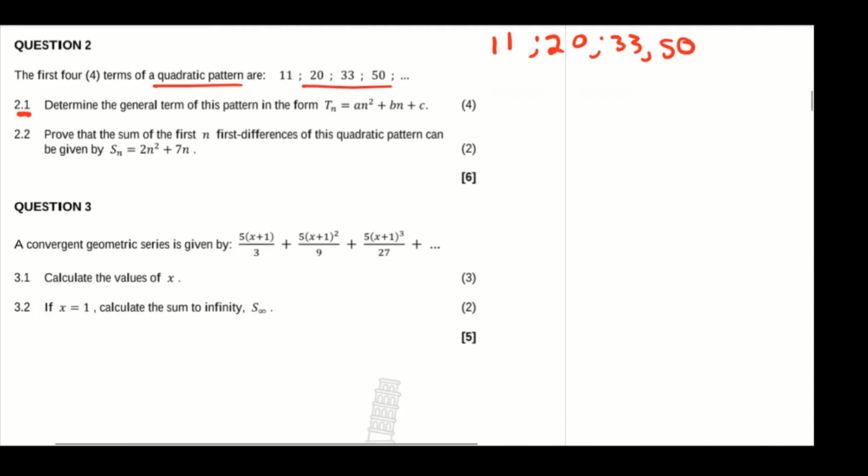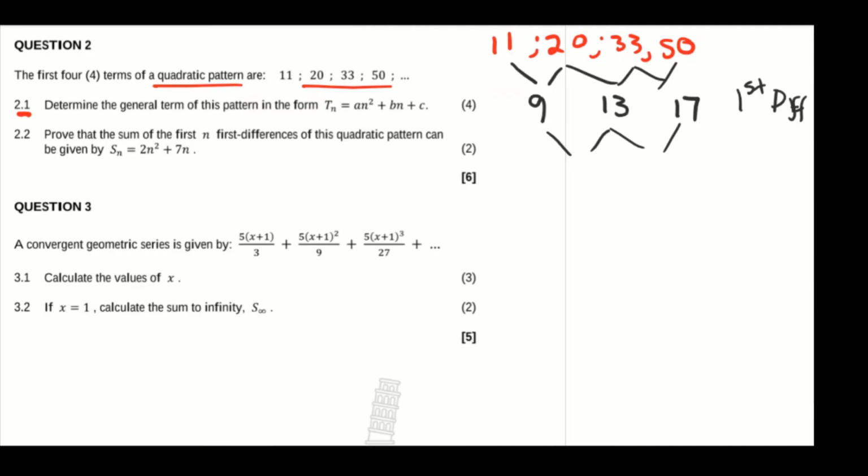And then we find the first difference. First difference of this, we're going to get 9, 13, and 17, right? And then this is called the first difference, right? And then the second difference, we're going to get a constant number of 4. So now to just identify our values, remember that this is the standard form of equation, so we need to identify the value of a, the value of b, and the value of c, right?